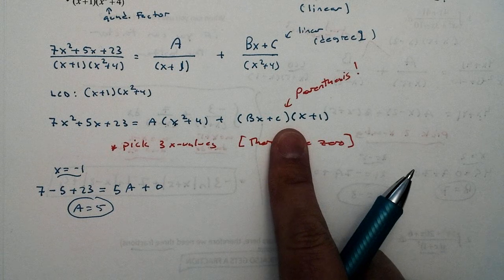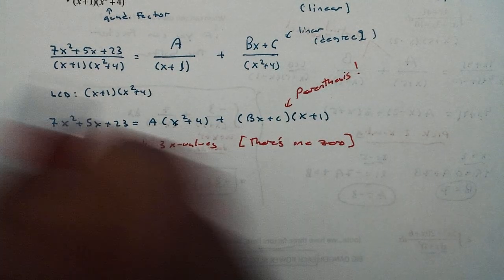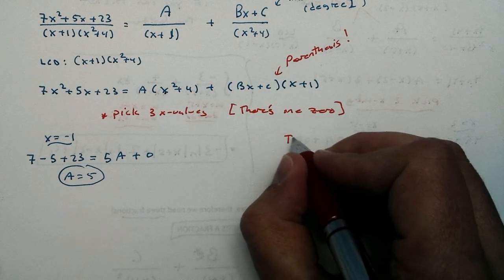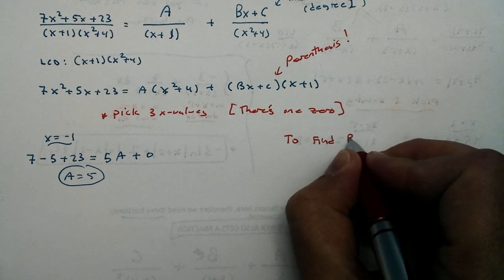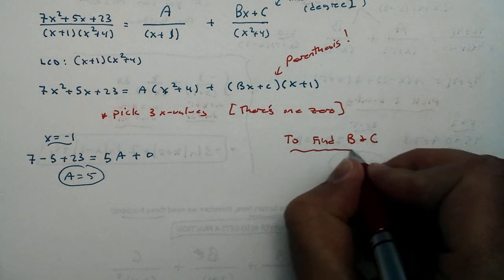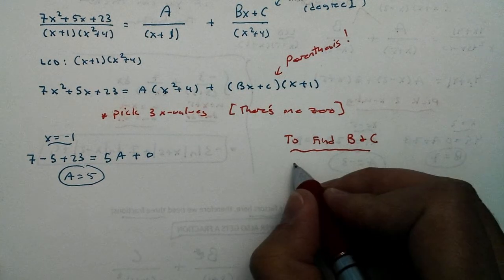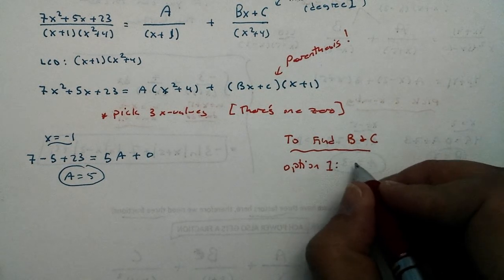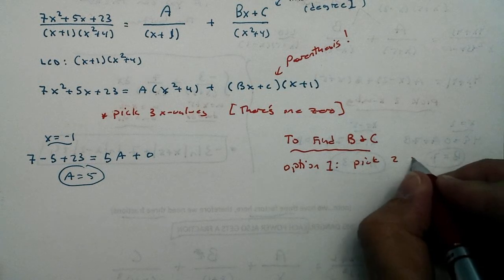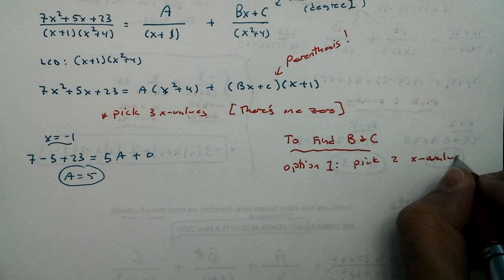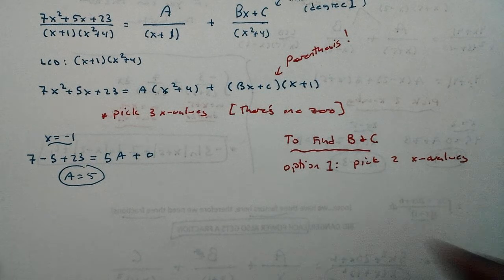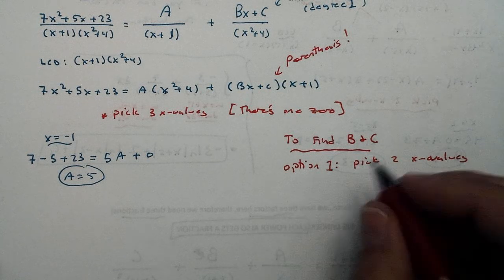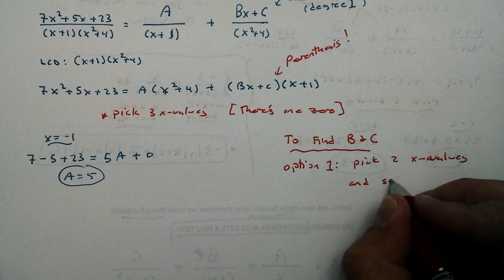Alright, so we already got one variable out. The next thing we have to do is find B and C. Now that's where it gets a little bit more fun for us. To find B and C, to find these both, we have two options. Option 1, and this is what most books will probably do. They say pick 2 additional x values. Keep them easy. 0 would be an easy one, or we already used negative 1, so you can use 1. Keep them easy. And then you can solve the system.